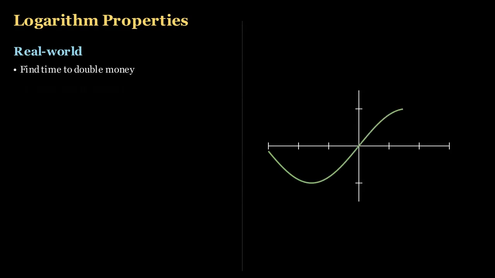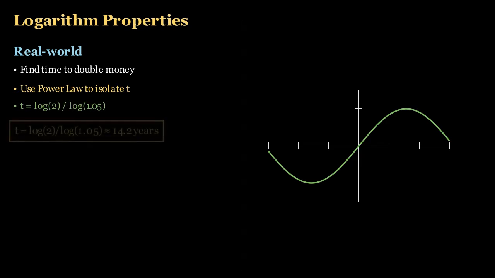Using a calculator, log 2 is about 0.301, and log 1.05 is about 0.0212. Divide them, and you get about 14.2. So it takes just over 14 years to double your money.